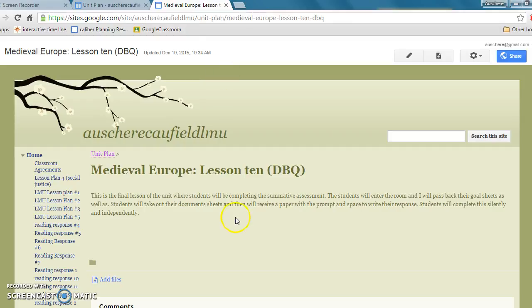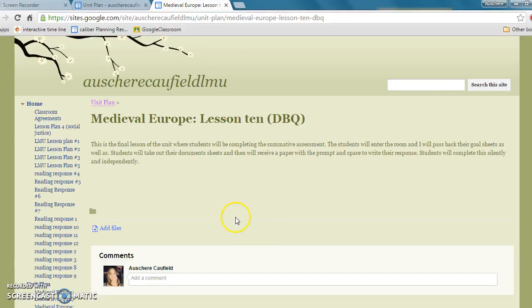And then the last day, students will be asked to answer a prompt. And the prompt is, was feudalism an efficient form of government? Do you agree with this statement? And then they'll do that. And that is my presentation.